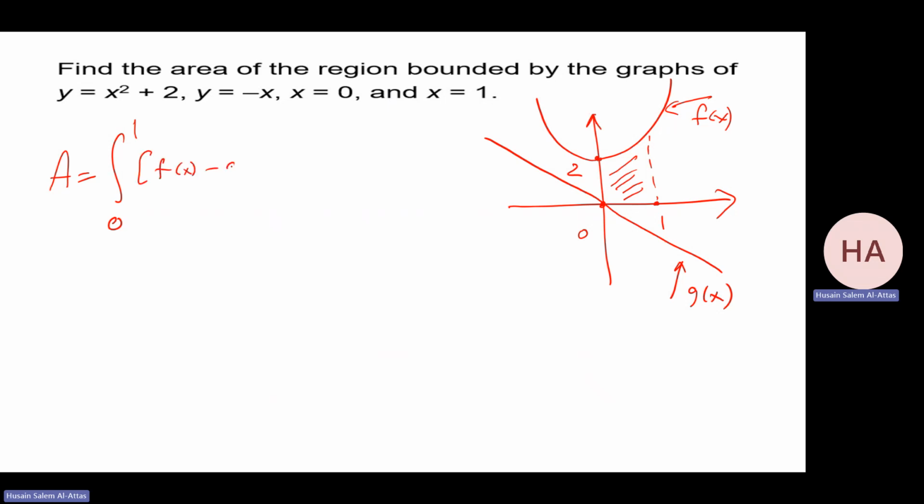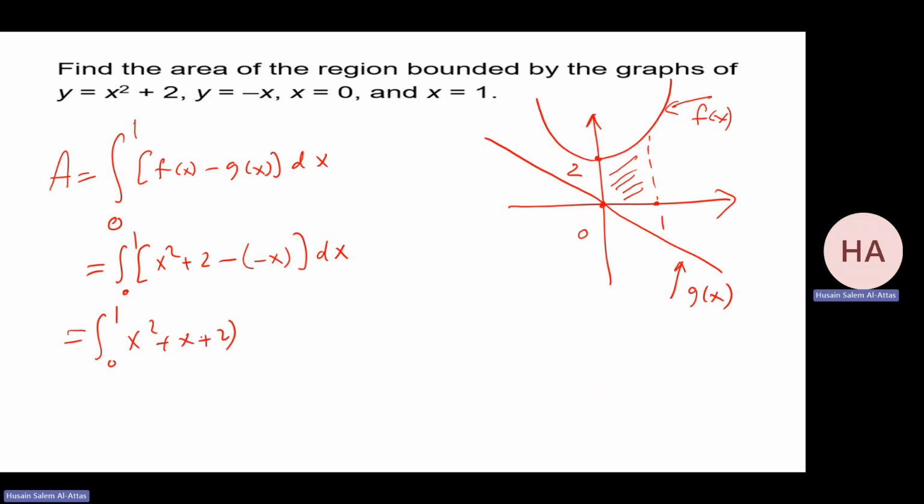Let me write it in detail. This is the first example. From 0 to 1, what is f? It is x squared plus 2 minus g of x, which is minus x, dx. So now it's just a matter of doing an integration. You need to do the calculation for the integration. Just to be sure about the calculation: from 0 to 1, I have x squared plus x plus 2 dx.